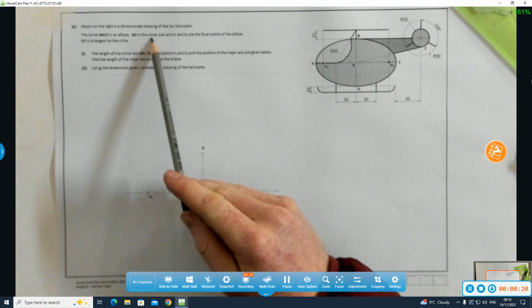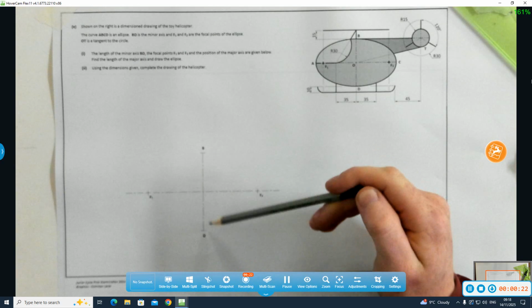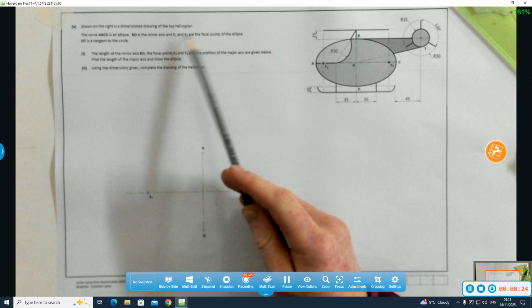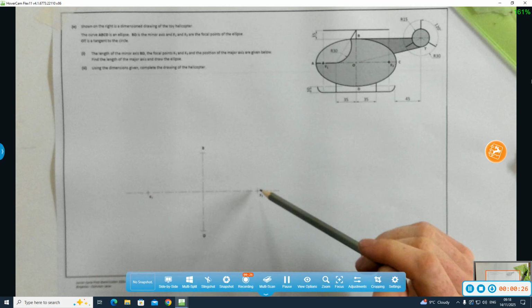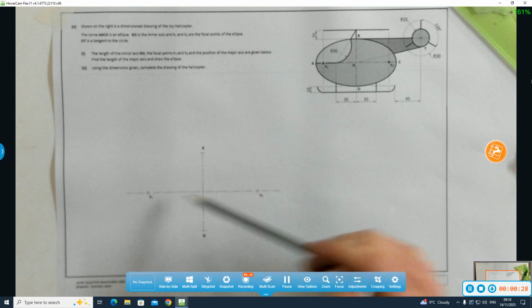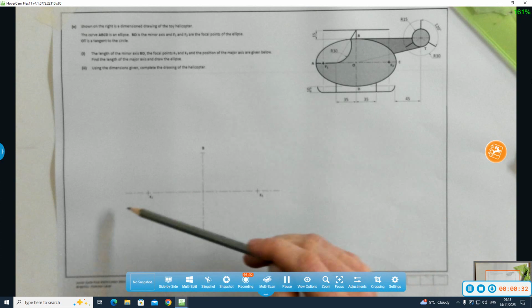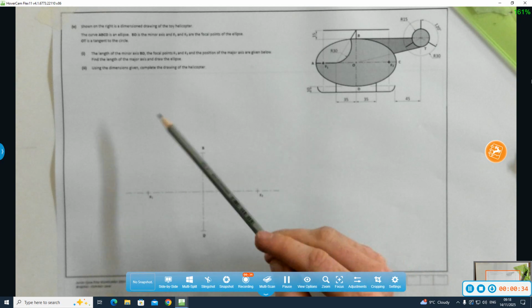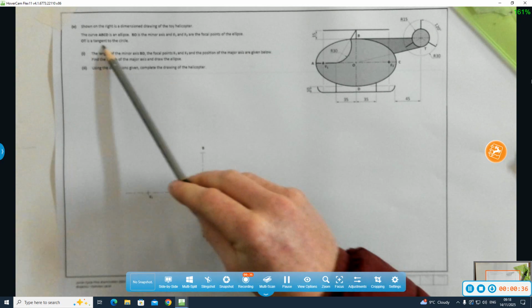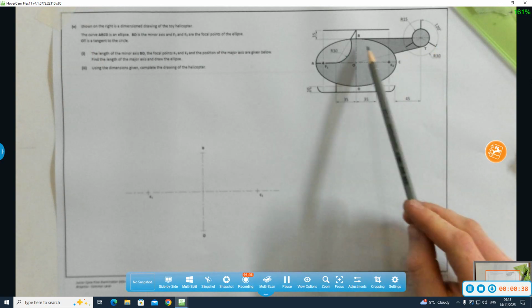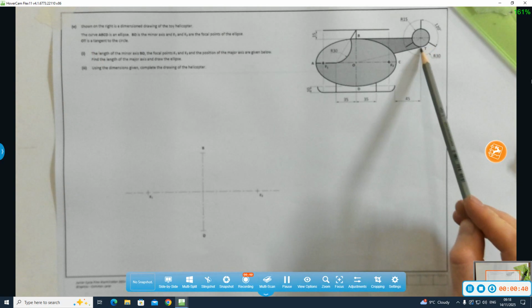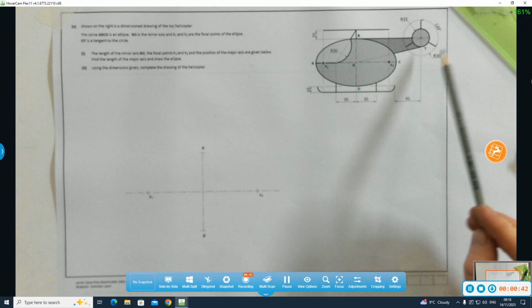BD is the minor axis, and F1, F2 are the focal points. They don't give us the actual length of the major axis on this, so that's not the full length. We'll have to do something to find it. OT is a tangent to the circle. So OT is a tangent then to the circle over there.